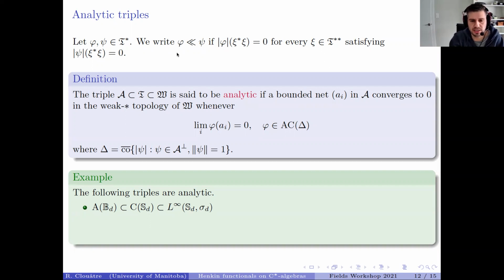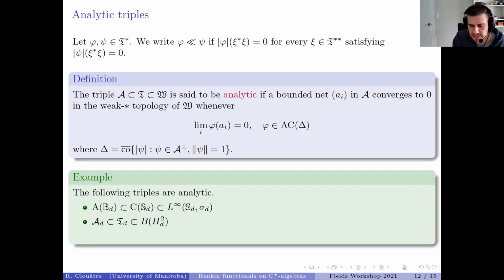Here's another one that is of interest to us. If I can go to the next slide, please. Okay, I guess I have to click for some reason. All right. Anyway, so now the Drury-Arveson triple is also analytic. So A_d inside of the C-star algebra that it generates, T_d inside of the bounded operators on the Drury-Arveson space, that is also an analytic triple.